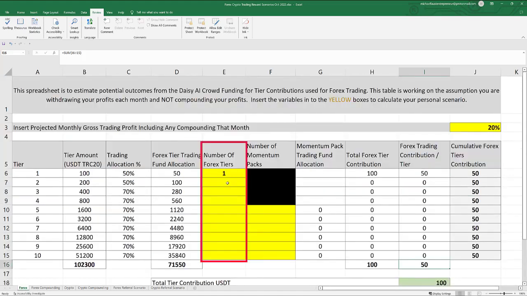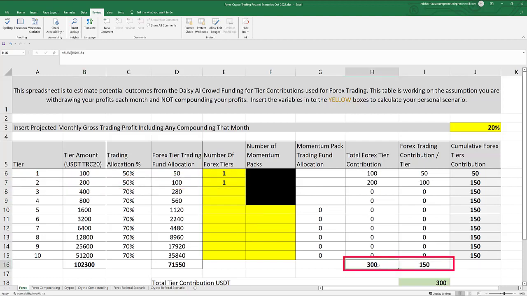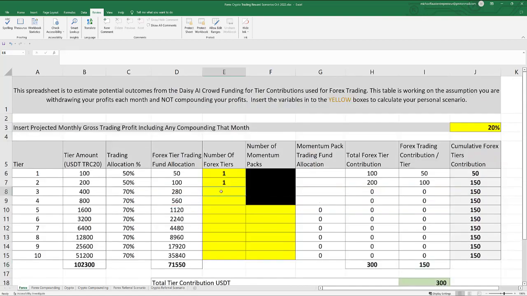If we decide to adjust this number and add one more tier, tier 2, that's a contribution of $200 extra, then obviously we have 300 total outlay out of pocket, 150 going to the trading pool, and our results now change with a net withdrawable amount of 21 per month. And of course you can add more tiers as well.